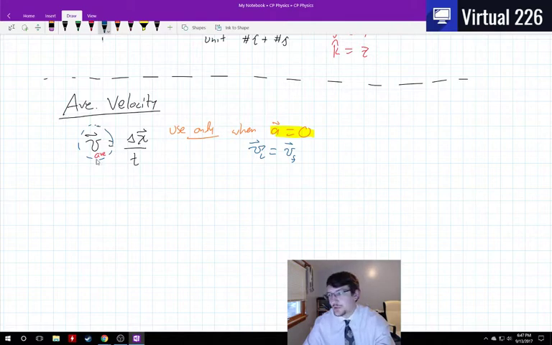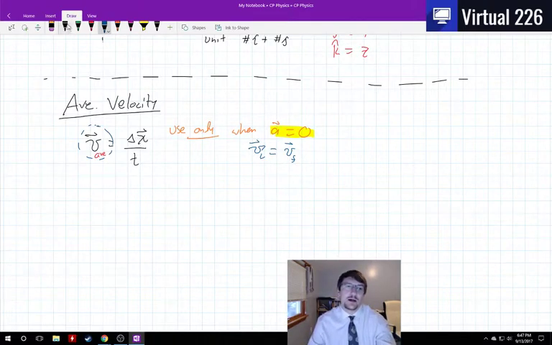Although we'll never see it written like that. It's never written like that. But we do need to be careful about that. That's super, super important. If our acceleration is not 0, we will use a different equation. Guaranteed, every time, 100%. Don't make that mistake. So just be aware.